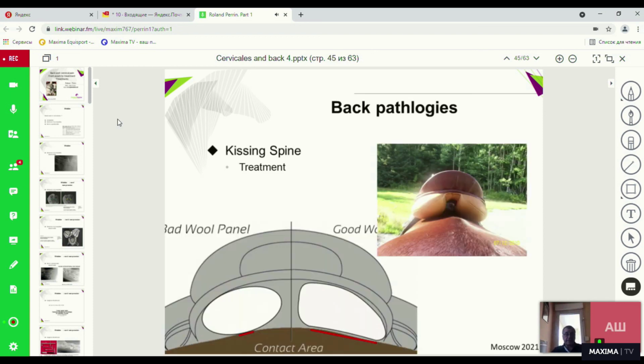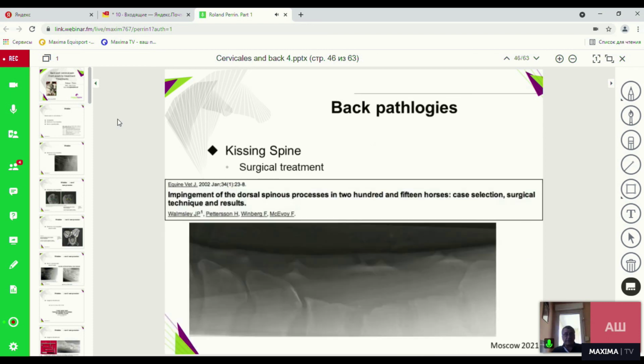Of course, on this kind of pathology, you have to be very careful with the saddle and to control the saddle that you don't hurt around this area. Разумеется, работая с такой патологией, нам очень важно обратить внимание на седло, то есть нужно контролировать качество снаряжения, на котором работает лошадь. In this kind of pathology, of course, you can do surgery. So the first surgery you have to be done is to remove the apex of the spinous process.